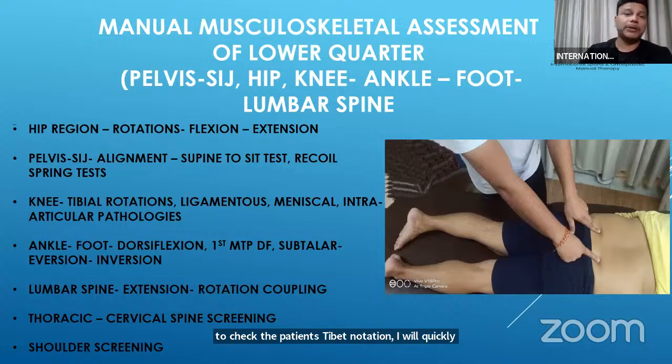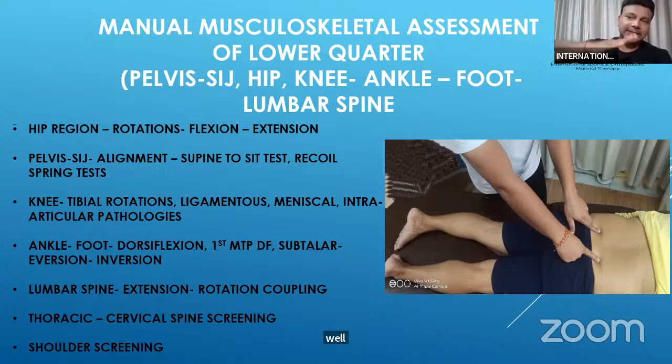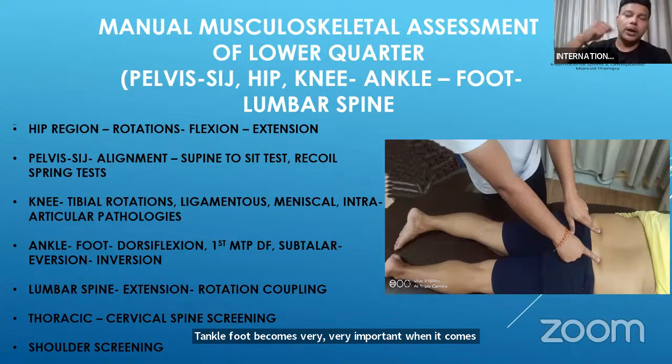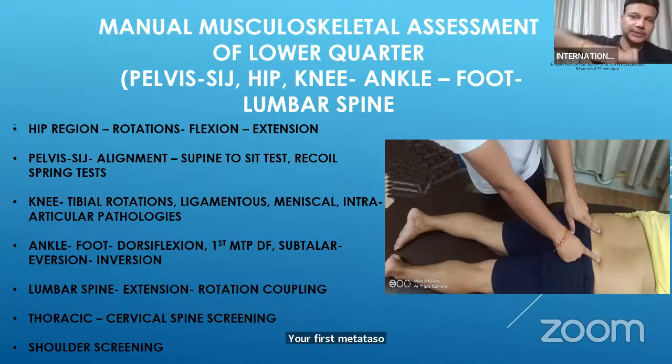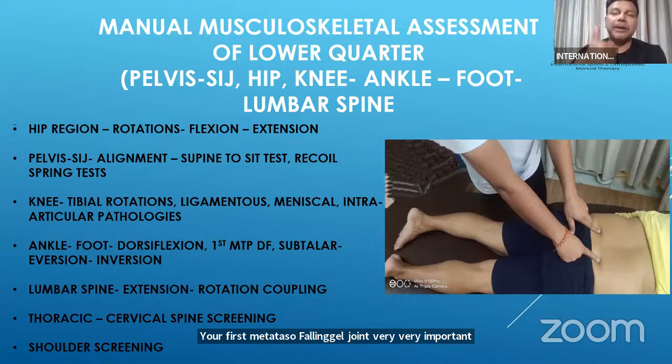Now, it can be ligamentous, meniscal, or intra-articular overuse injuries as well. The ankle and foot become very, very important when it comes to running, because it acts as a shock absorber. Your first metatarsophalangeal joint is very important for the push-off phase. First metatarsophalangeal dorsiflexion, or you can say extension, is very important. Subtalar supination and pronation are equally important for shock absorption.